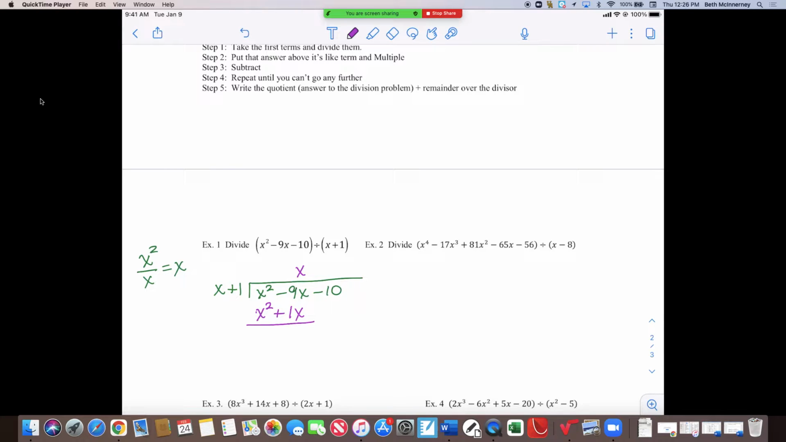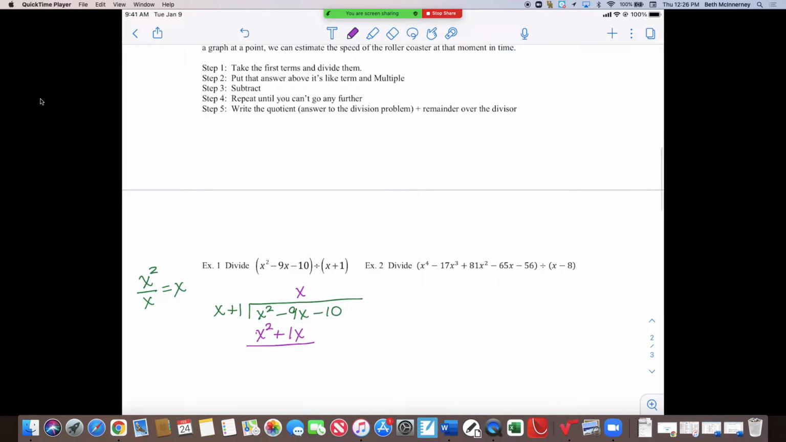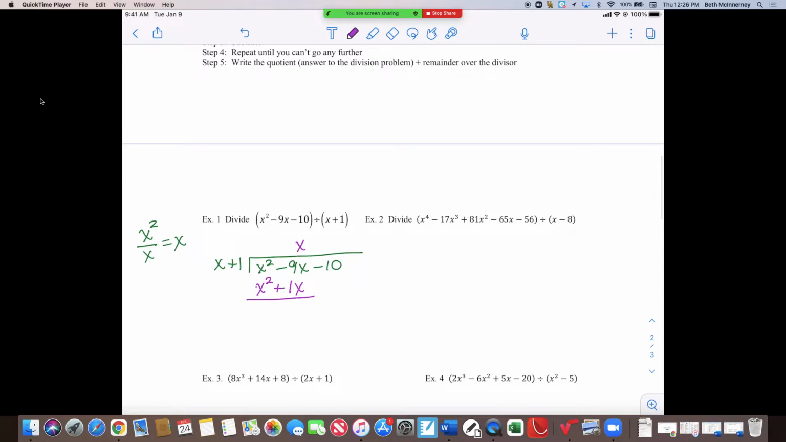Let me repeat this before I continue. You're going to set up a division problem. My divisor is the x plus 1, so the divisor goes on the outside. My dividend is the x squared minus 9x minus 10. That goes underneath the division bar, the division symbol. Then you take the first terms and divide them. So I put that x up at the top, and then I'm multiplying, just like I did with basic long division.